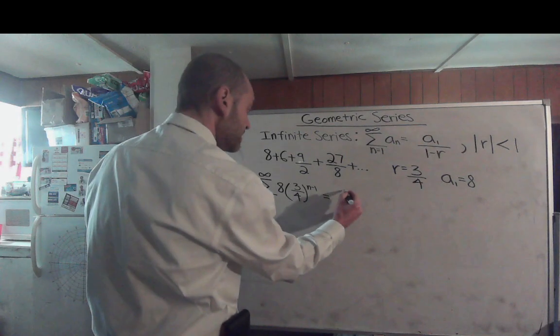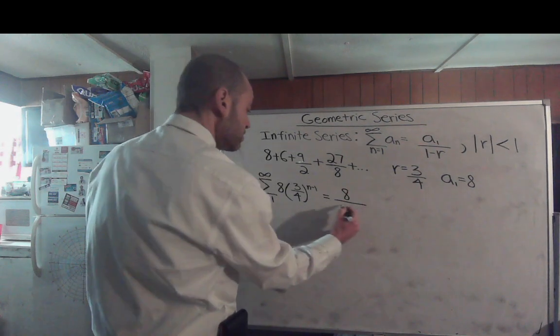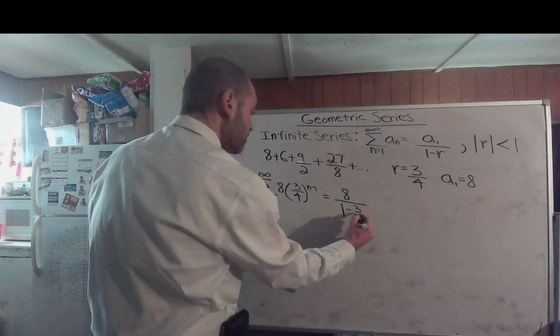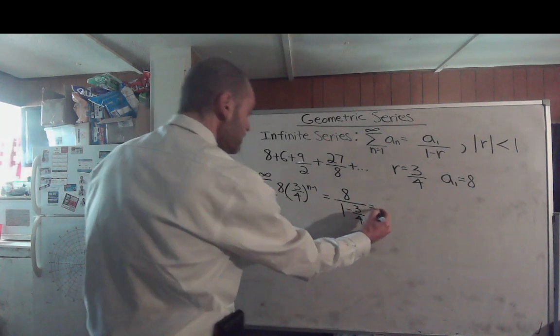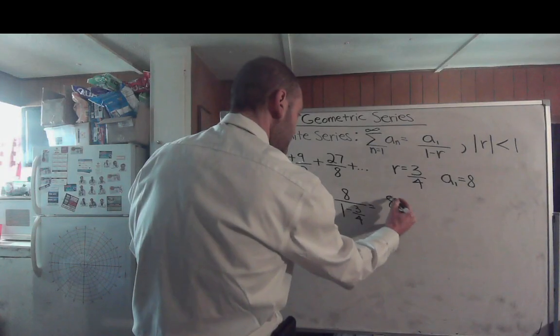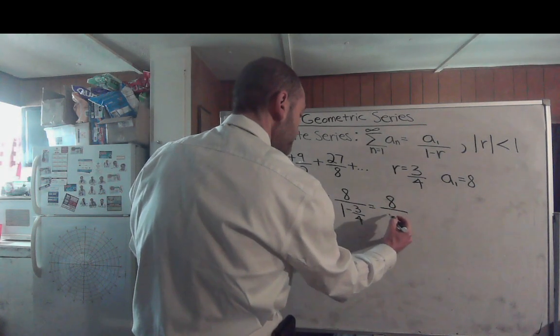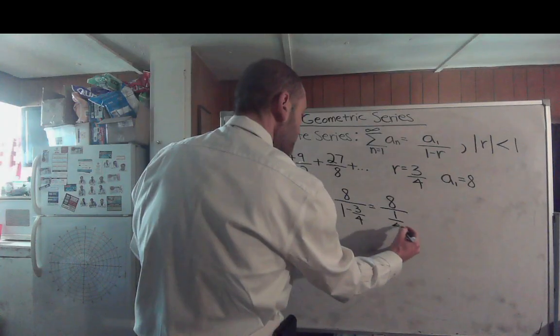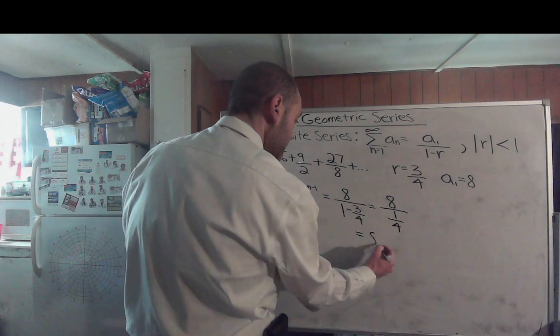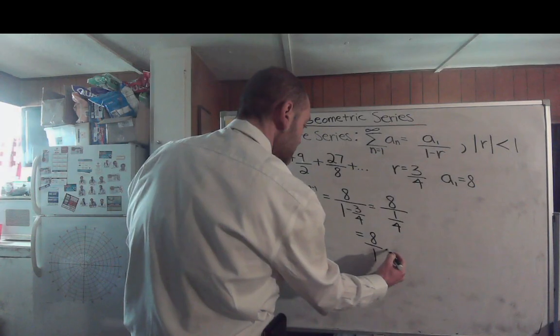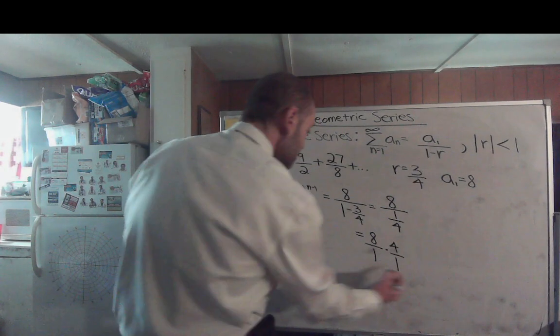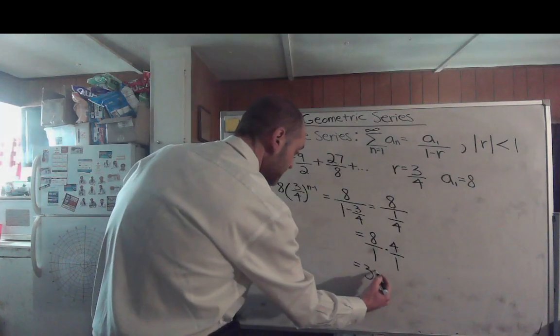The sum of this infinite series is going to equal a sub 1 over 1 minus r. Well, a sub 1 is 8, all over 1 minus 3/4. That's simply going to equal 8 all over 1/4. We've got a complex fraction, so this will be 8 over 1 times 4 over 1, which would just give us 32.